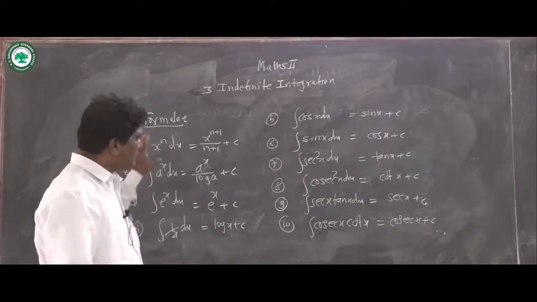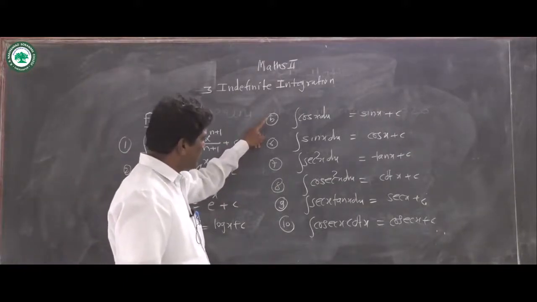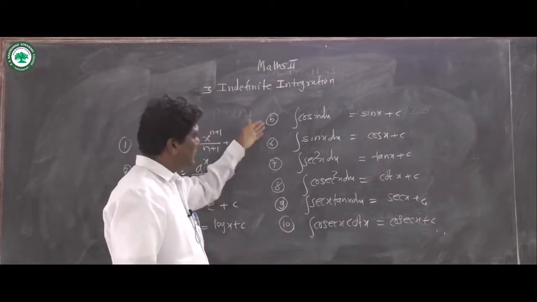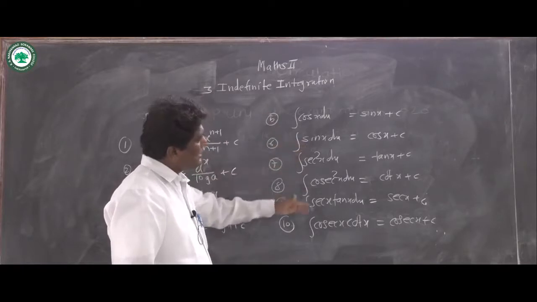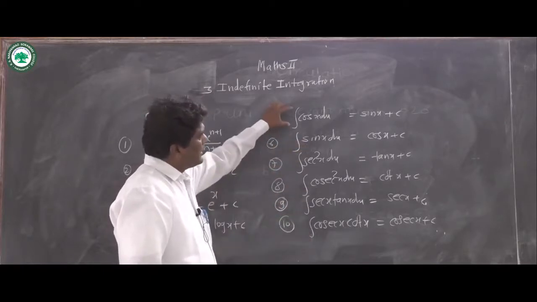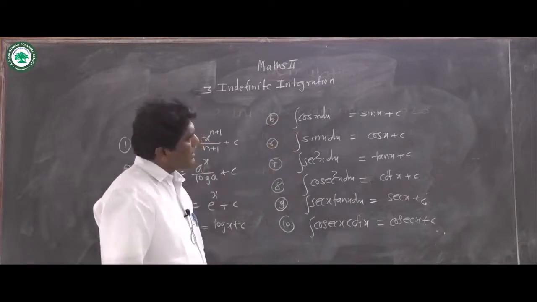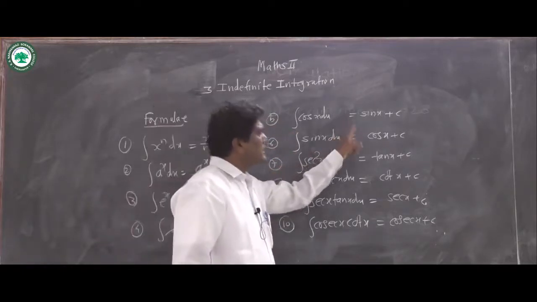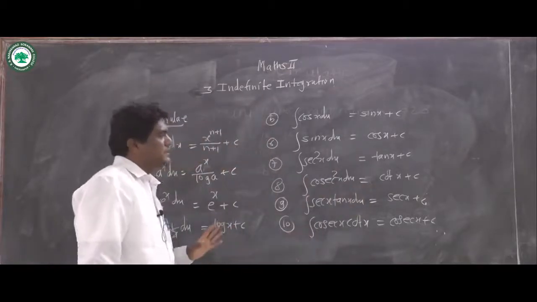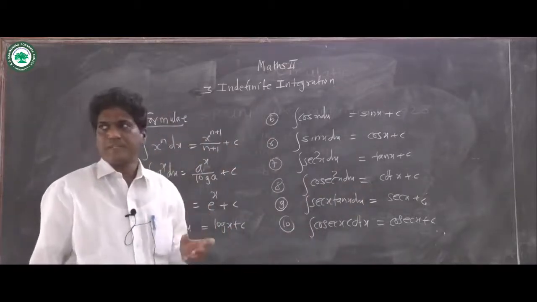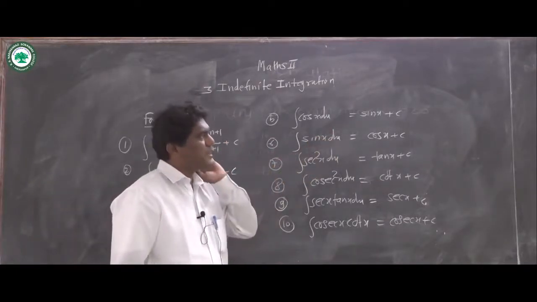So these are the 10 formulas. Now, formulas 5 to 10 are the formulas of trigonometric functions: integration of cos x dx, integration of sin x dx, etc. Here some formulas have a minus sign. So which formulas have a minus sign? There is one trick to remember which formula is minus.